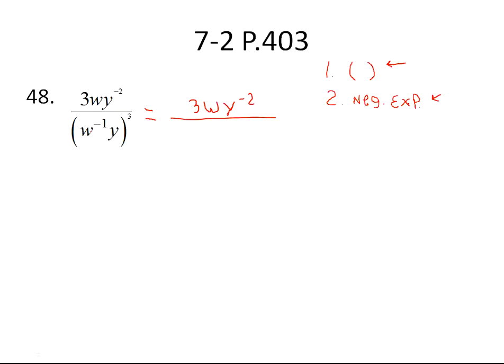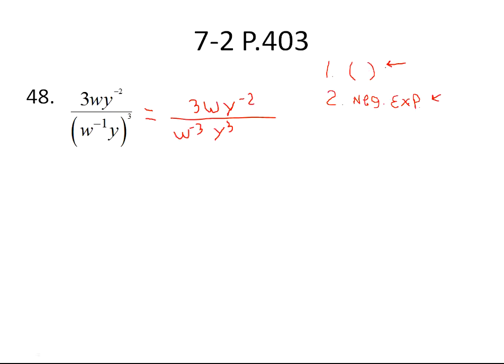And so we're going to take w to the negative 1 power and raise it to the third. So we multiply exponents when we raise a power to a power. 3 times negative 1 is negative 3. So we start out with w to the negative 3. Then we apply the 3 to the y, and so that becomes y to the third, because it's y to the 1 already, and 1 times 3 is 3.